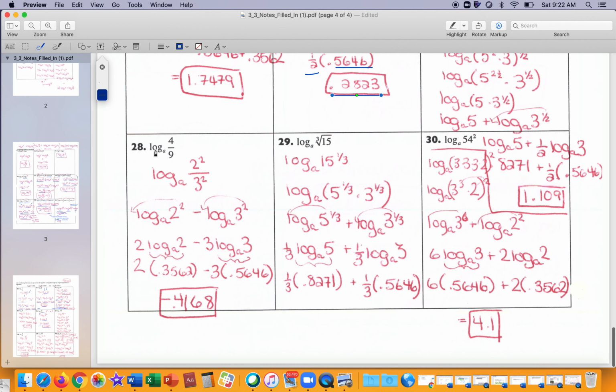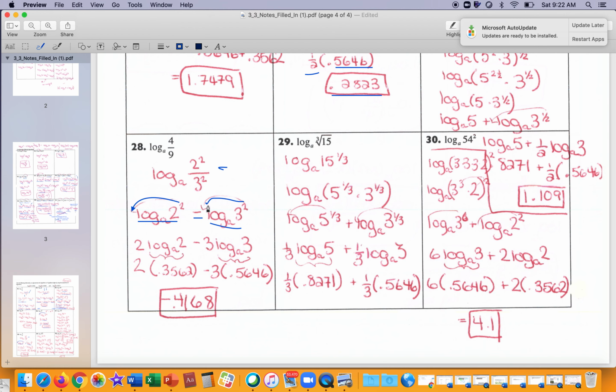So for 28, we want to work with 2s, 3s and 5s. So we can write 4 as 2 squared, 9 as 3 squared. You first get rid of the division. We know that goes with subtraction. So we write log base A of the top term minus log base A of the bottom term. And then we want to bring that exponent down in front. So we get 2 times log base A of 2. We get 2 times log base A of 3.